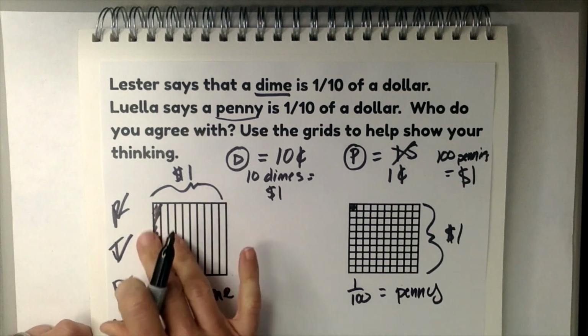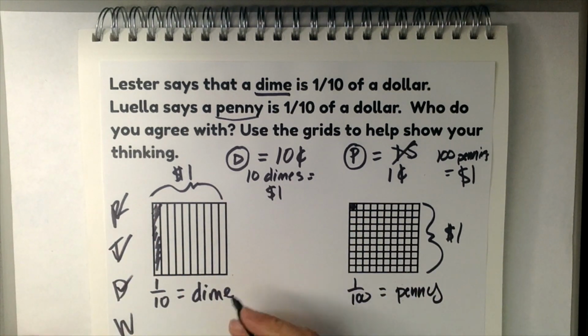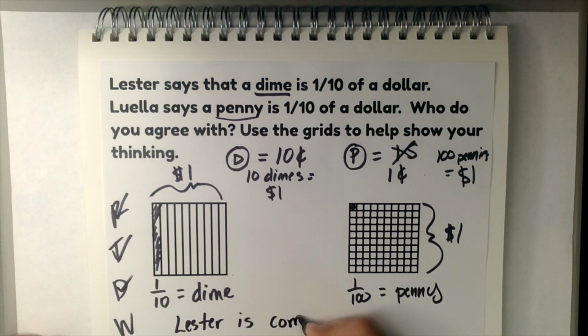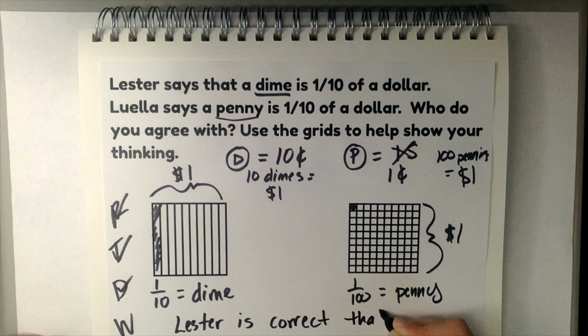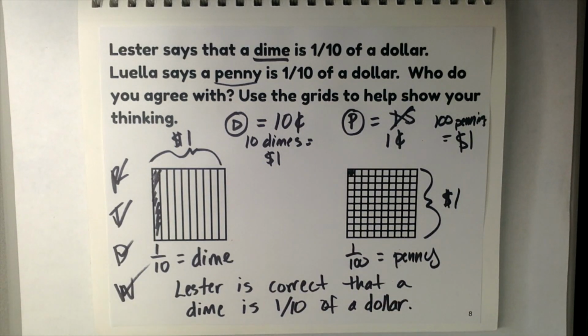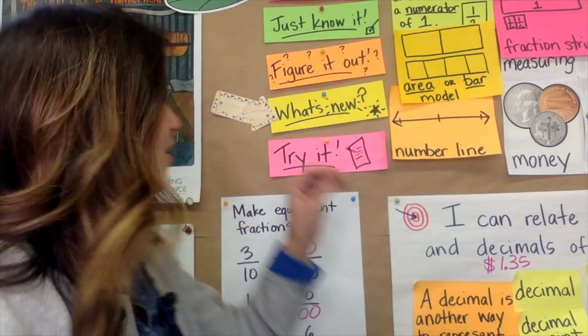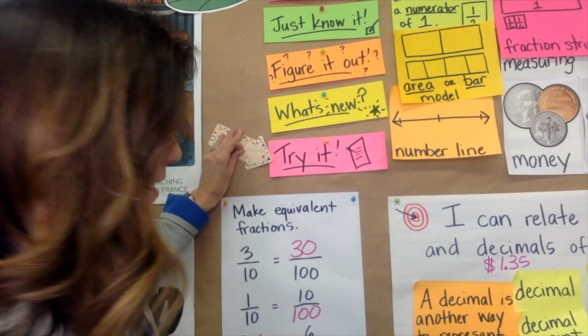So we use these models provided for us, so let's write a sentence. Lester is correct that a dime is 1/10 of a dollar. So now you can see that I've written my sentence and I've proved my thinking. And we are ready for our try it.